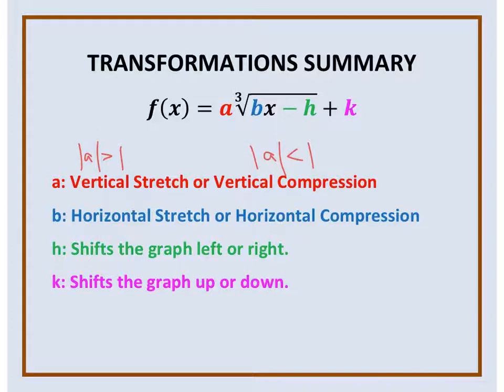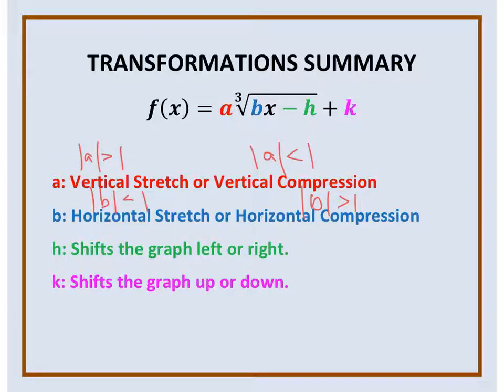B is going to be inside. It's going to be part of your radicand, so underneath your radical in front of your x. It's a horizontal stretch or compression. And don't forget that we always flip the b. We always take the reciprocal of b. So if b is greater than 1, it's a compression. And if the absolute value of b is less than 1, it's a stretch. So it's the opposite of what a is doing. So remember that opposite of a, and we're also going to take the reciprocal of it.